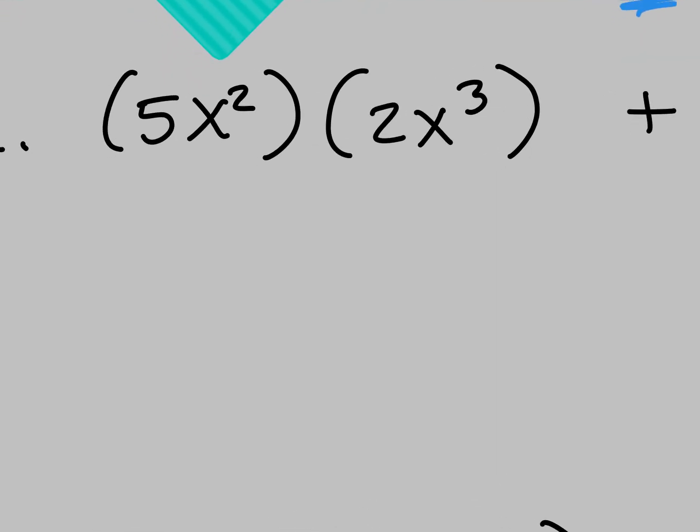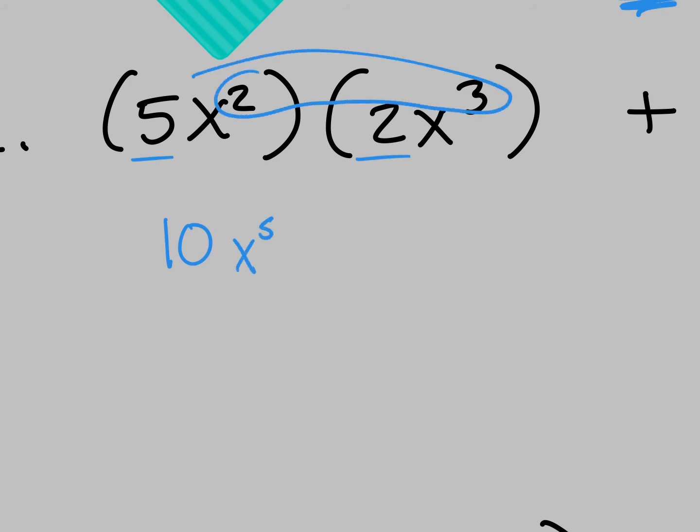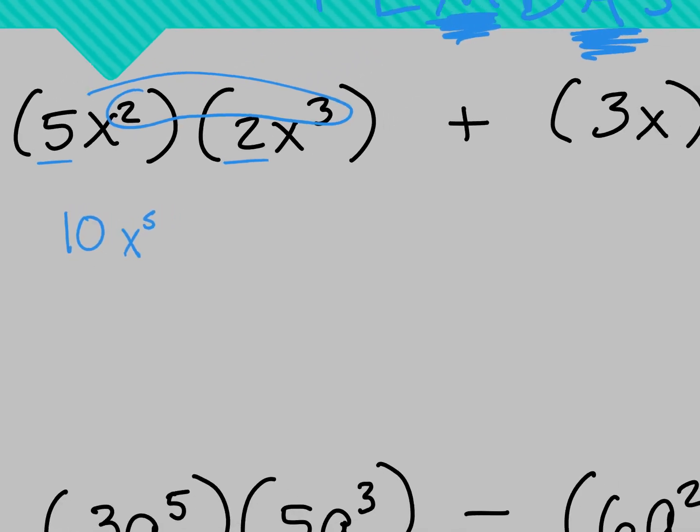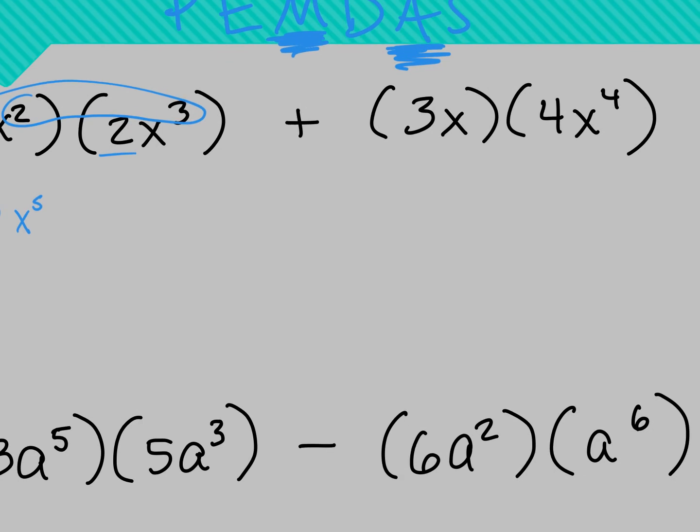What would I multiply first? 5 and 2. Start with the numbers, so that would be 10. And what is x to the 2nd power times x to the 3rd power? Awesome, x to the 5th power. Add the exponents together. So that's all I can do with the left side of the equation. Now let's look at the right.